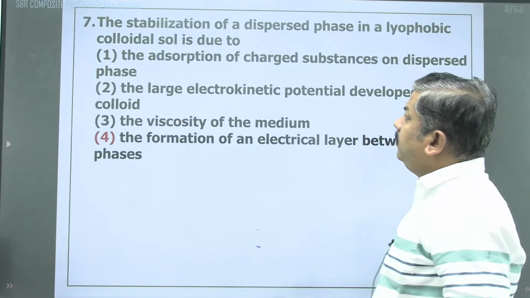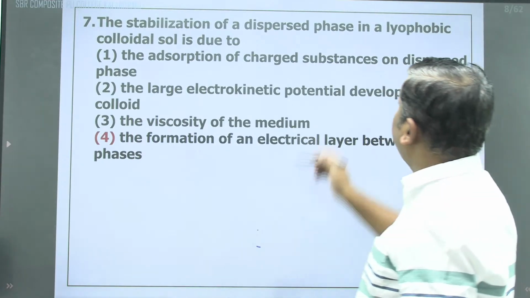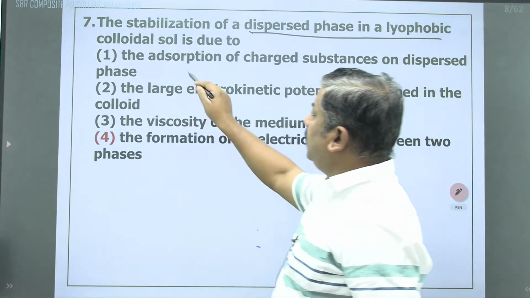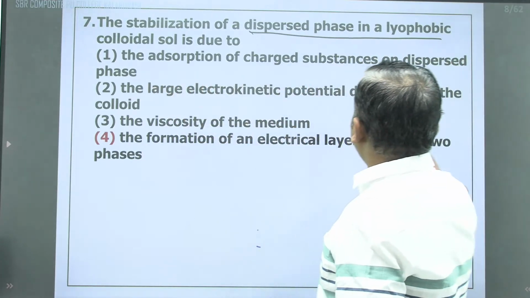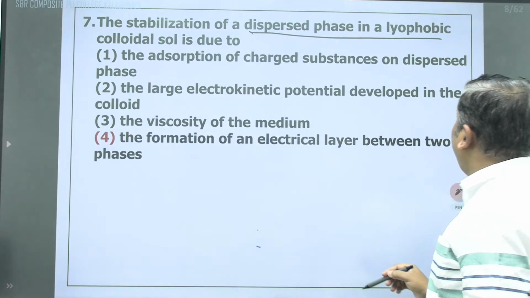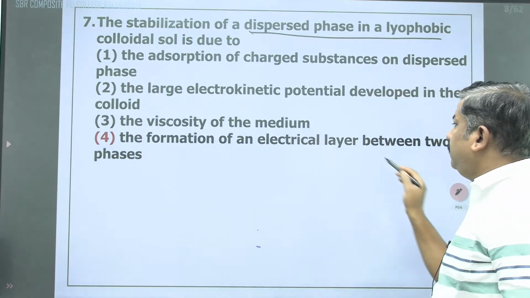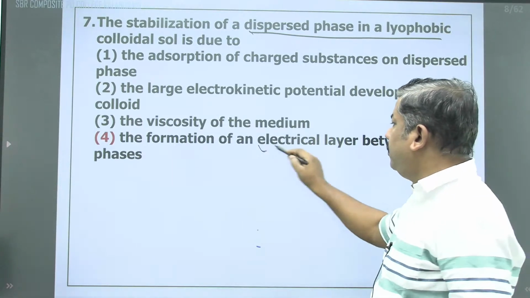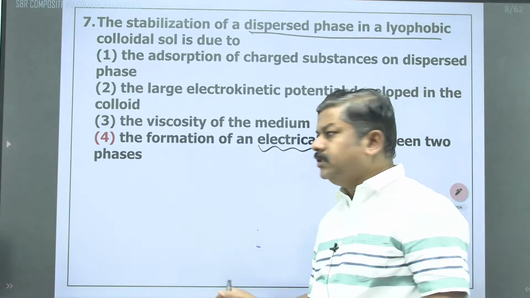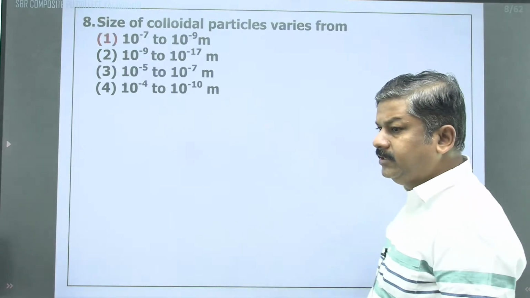Question number 7. The stabilization of the dispersed phase in a lyophobic colloid is due to... Already, we have considered the same question. The adsorption of the charged substance on the dispersed phase, a large electrokinetic potential developed in the colloid. Next one, viscosity of the medium, formation of the electrical layer. Just now I explained that the formation of the electrical layer or zeta potential is the main reason for the stability of lyophobic colloids.